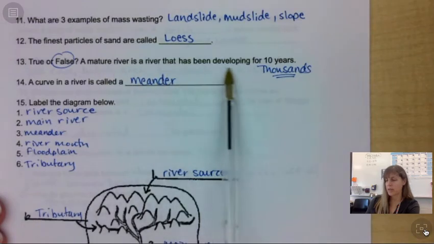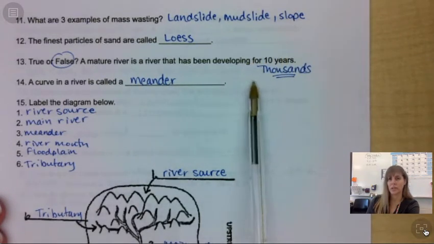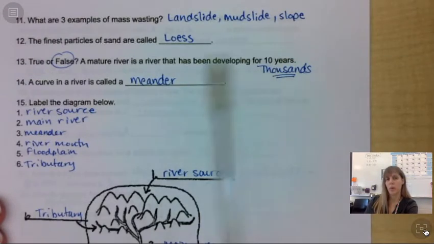13, this is false. A mature river is a river that has been developing for 10 years. It really has been developing for thousands of years, right? So a young river or an immature river would be maybe 10 years old.